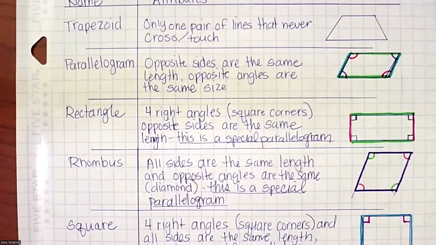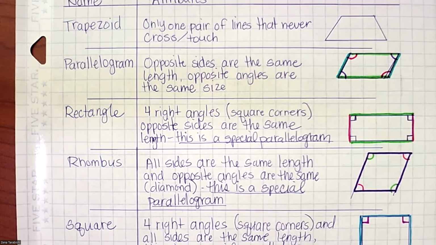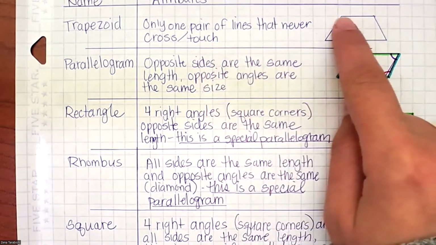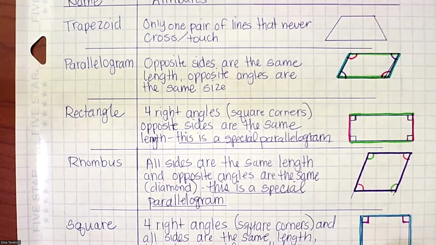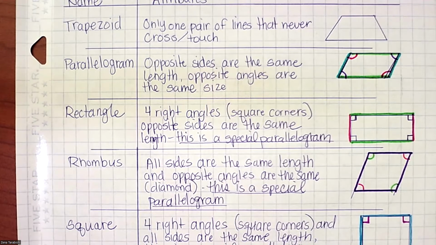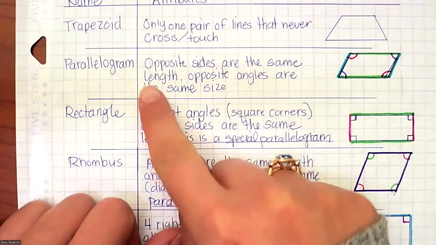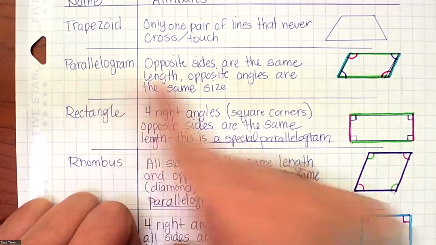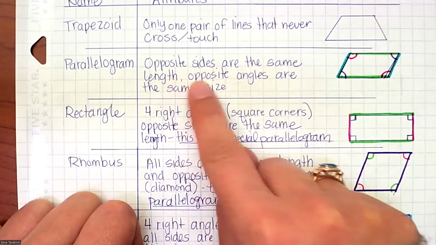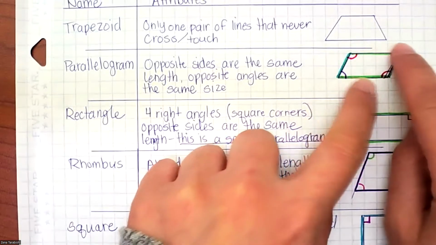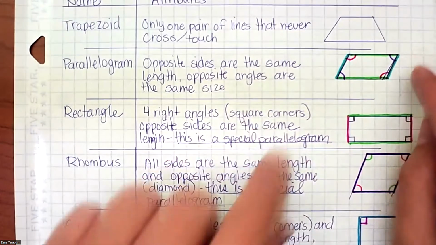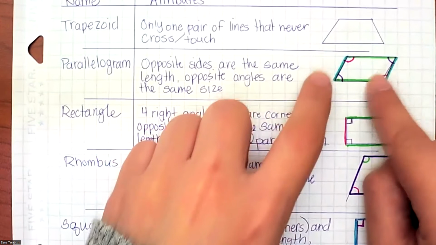Okay, let's take a look at some of the attributes of quadrilaterals. The first one we talked about was a trapezoid. A trapezoid has only one pair of lines that never meet. So the top and the bottom will continue on and on forever, and they'll never cross each other. We call those parallel lines. Parallel lines go on and on forever and never touch. A parallelogram has the word parallel in it. Here you can see the opposite sides are the same length and the opposite angles are the same size. It has two sets of parallel lines. The top and bottom will go on forever and never touch. The sides will go on forever and never touch.